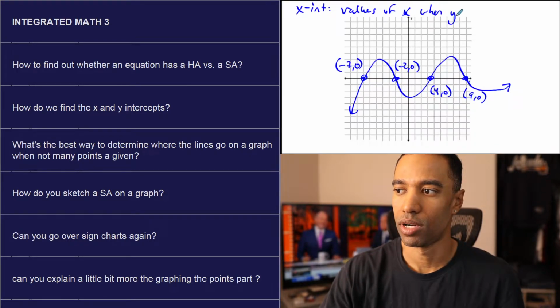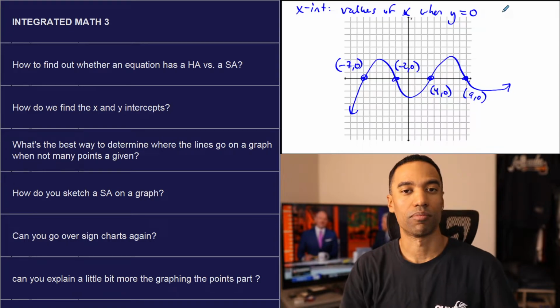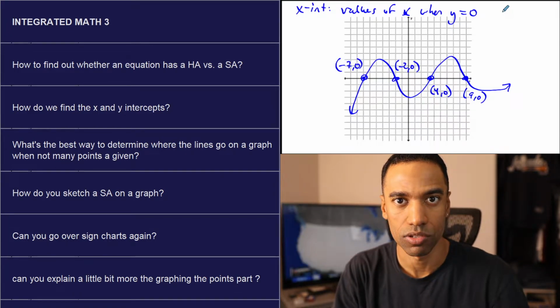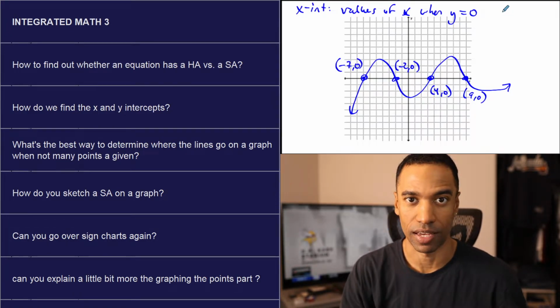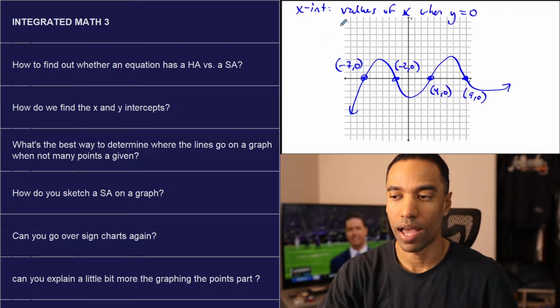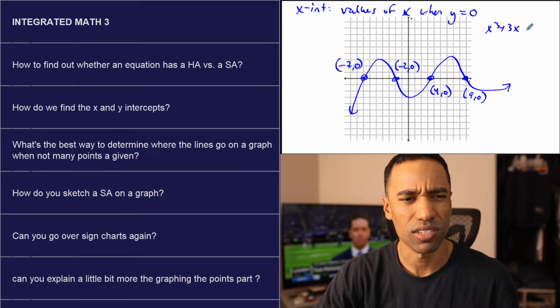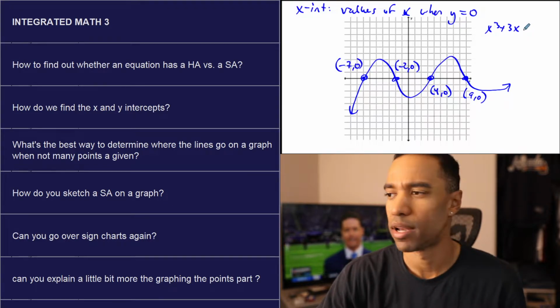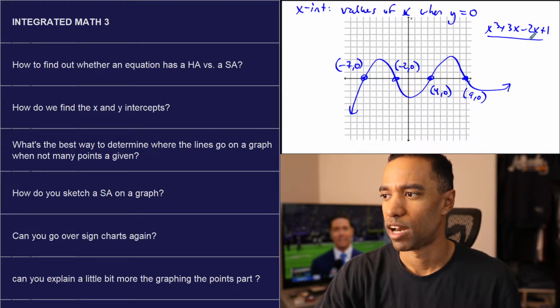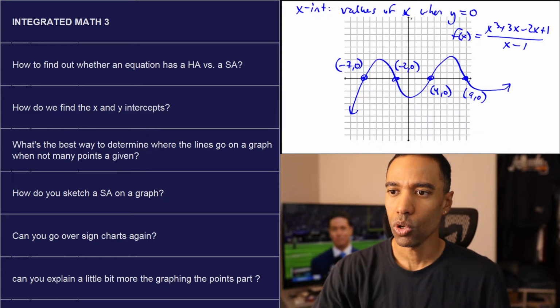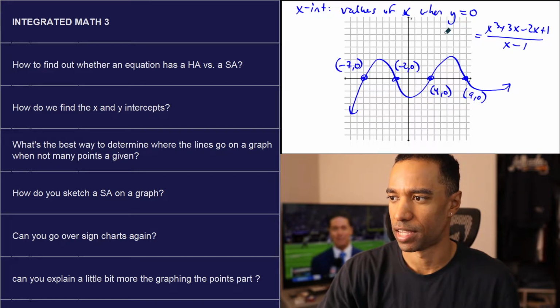Now, this is important in an equation because when it comes to finding x-intercepts, what you have to do is set y equal to 0 or f of x equal to 0. Whatever equation you have, what was the last one we saw? x cubed plus 3x squared minus 2x plus 1 divided by x minus 1 equals f of x, right? There's that equation. What if I turn this f of x into 0?